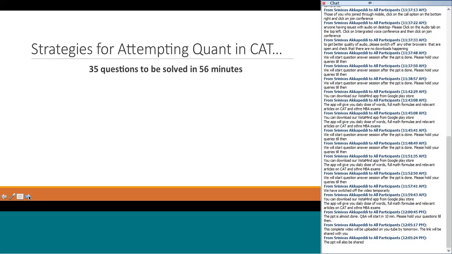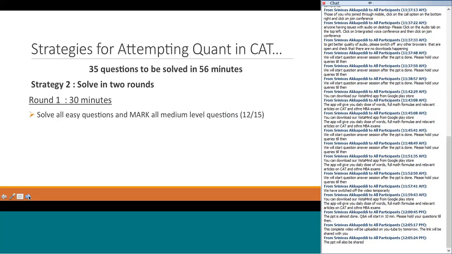Same thing, 35 questions to be solved in 56 minutes. But here the strategy is in 2 rounds. First round 30 minutes, second round 26 minutes. In round 1, solve all easy questions and mark all medium level questions. In the way I did, you read one question. If it is less than 2 minutes you can solve it.